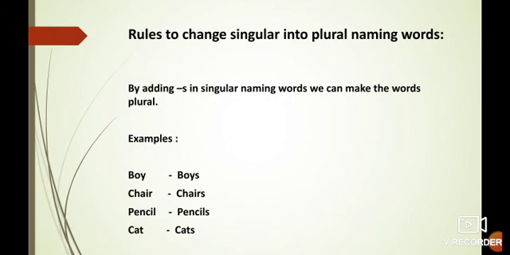For example, boy, boys. I have added only S. Chair, chairs. Here also I have added only S. Pencil, pencils. Cat, cats.